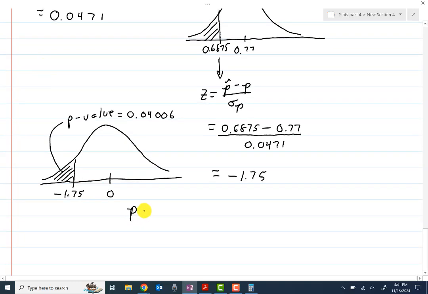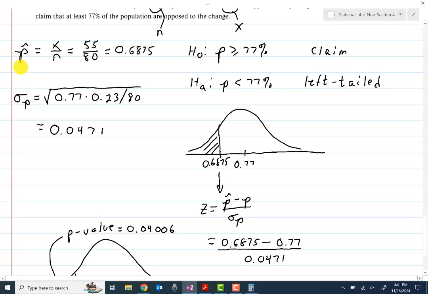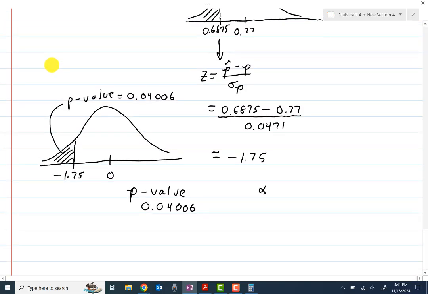So we'll compare our p-value to alpha. And let's see what they specified alpha to be. Alpha was 0.01. P is greater, so do not reject H naught.